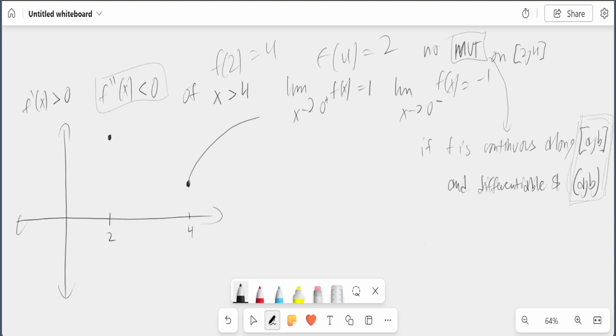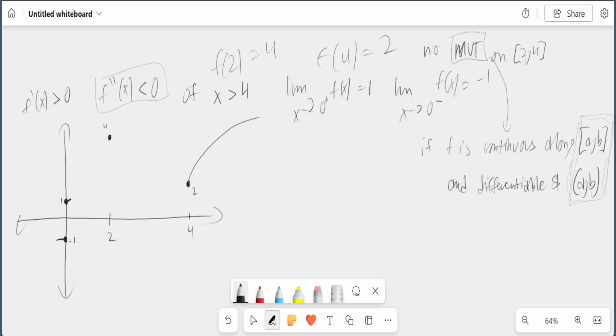The limit as x approaches 0 positive of f of x, so 0 from the right side, is 1. So that's down here, right? From the positive, so over here. And then it's negative 1 for 0 negative, so over here. I'll call that 1, negative 1, 4, 2. And then, okay, so now all we have to do is handle the MVT on 2, 4.